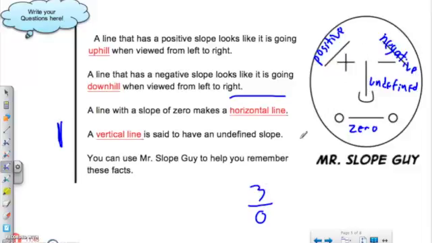Alright, so Mr. Slope Guy is going to be a good friend of yours over the next couple units to help you remember what your slope should look like. So make sure you make a note to come back and visit him from time to time and say hello.